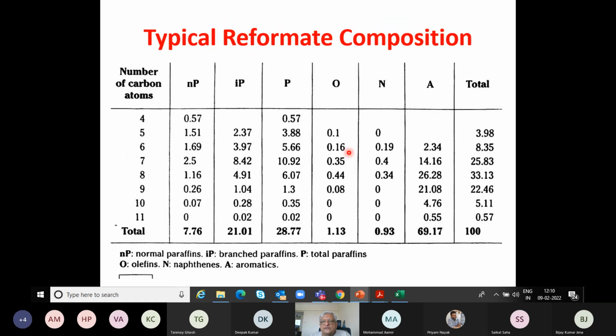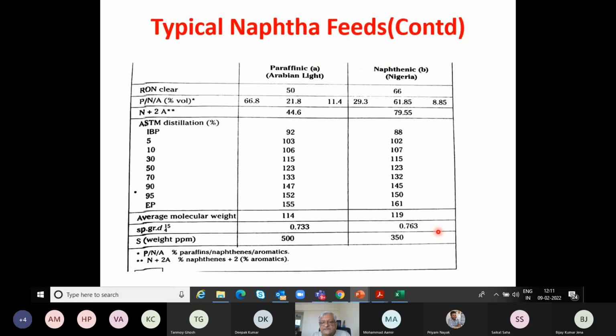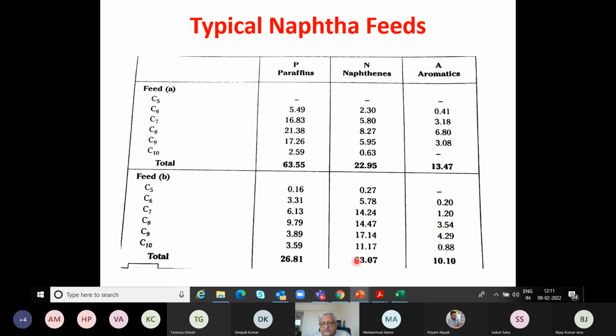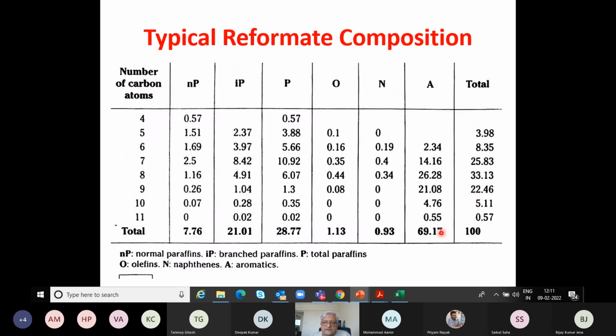Okay. But if you look at the product coming out of the reformer, you'll see that there are hardly any naphthenes. All the naphthenes got converted, and there's a significant quantity of aromatics. So going from 13% aromatics, it goes to 69%. Whatever naphthenes were present in the feed, 23%, that gets converted to aromatics. So 23 plus 13 is 36, plus actually some amount of paraffins also get converted to aromatics. So generally around 70 to 73% is the typical aromatic content in the reformate.